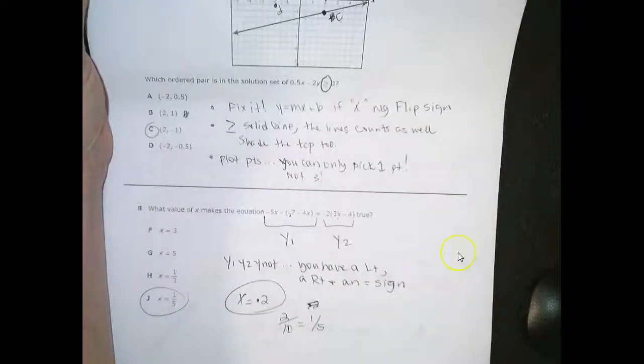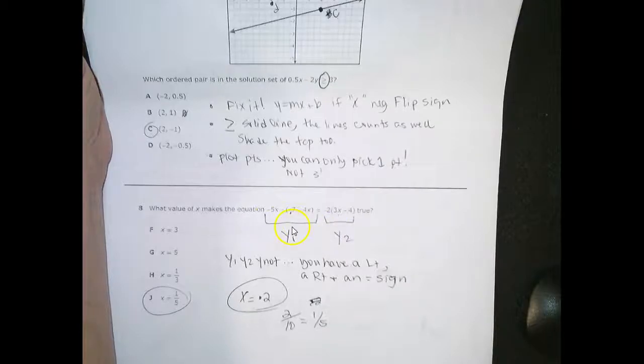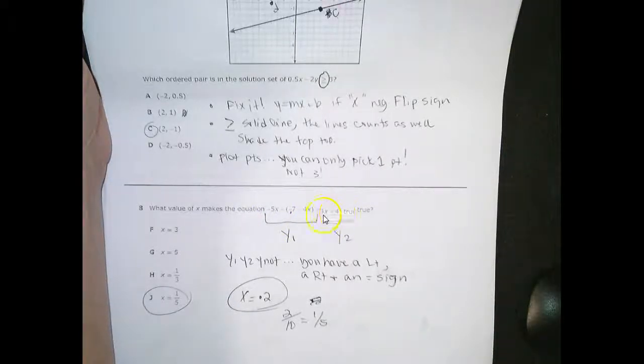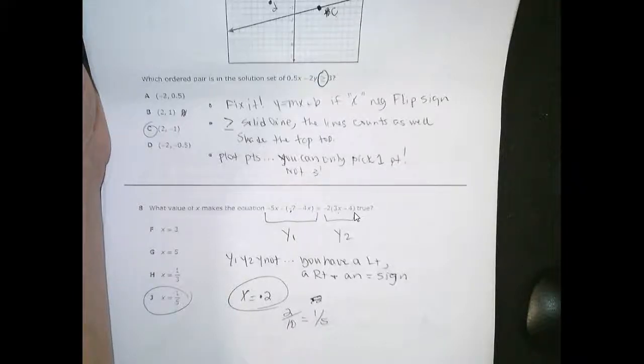Question 8. What value of x makes this equation true? Well, if you look at it, you see a bunch of stuff going on. Don't you have a left and a right and an equal sign? And I only see one type of variable, x's. Put all of this in y1 and put all of this in y2, and then make sure the 2 lines cross. Go to second, trace, intersection, which is number 5.